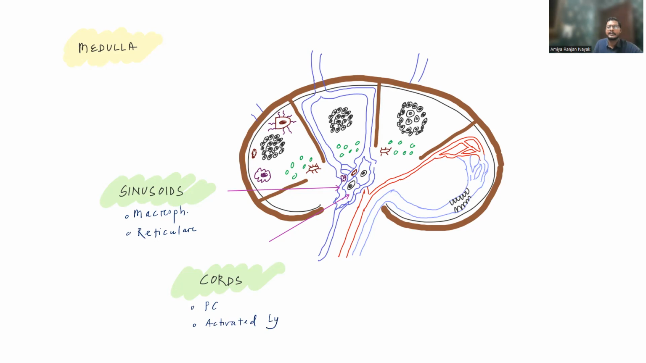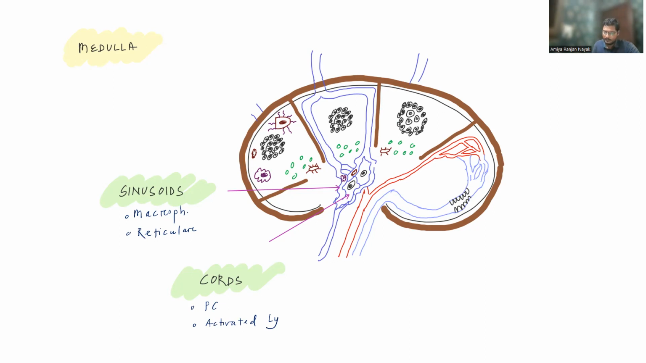Once the B and T lymphocytes are activated in the respective areas, they can come into the medullary cords, and from there they can go into the systemic circulation. Also the plasma cells, after getting produced in the germinal center, will come to the medullary cords, and here they can produce the immunoglobulins, which will go into the circulation.